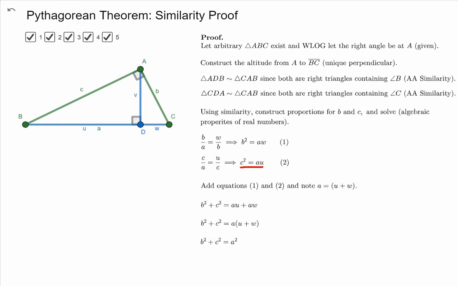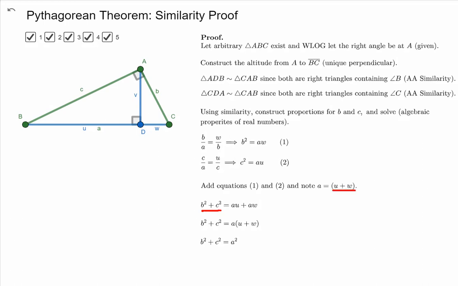Just a little bit of algebra and we're through this. The first thing to note is that this side A is equal to U plus W, right? We can take W and add the line segment U to it, and they're going to add up to A. That's the key. And then all we do is we take equation 1 and add equation 2. When we do, we get b squared plus c squared equals au plus aw.